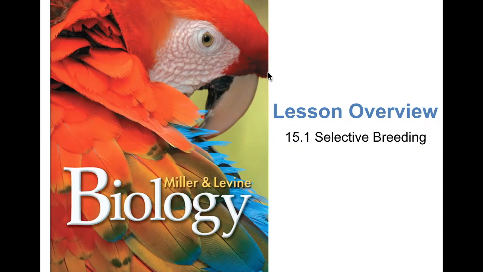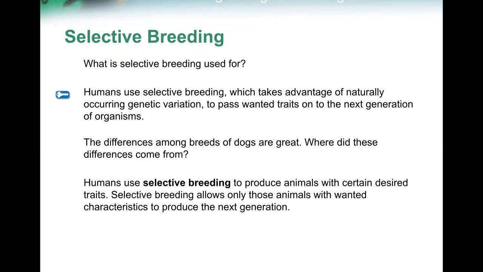Selective breeding. What is selective breeding used for? Humans use selective breeding, which takes advantage of naturally occurring genetic variations, to pass wanted traits on to the next generation of organisms. The differences among breeds of dogs are great.